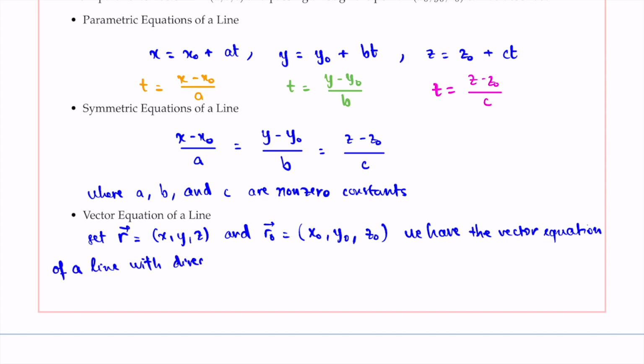With the direction v, the line is r equal to r0 plus t times v, for t a parameter. These are the three equations of a line in space. Again, what we need to find the representations of this equation is a point and a direction in space. Now we're going to apply this knowledge to some examples.